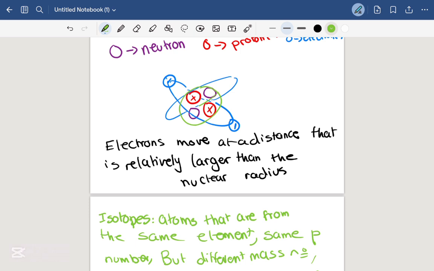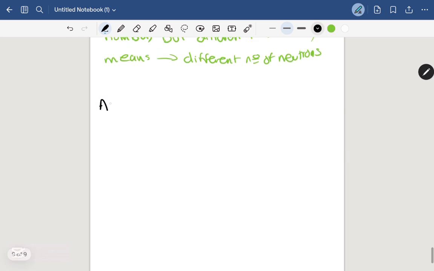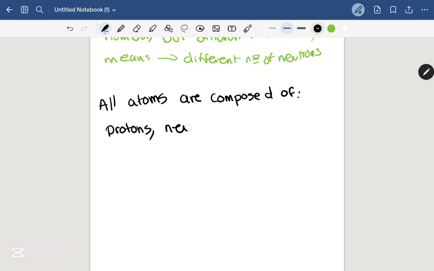Now, since we were discussing isotopes, we also have to discuss something else. What is the difference between one atom and another? So all atoms are composed of the same thing. You have to know, very important, is that all atoms are composed of the same 3 key elements, which are the protons, the neutrons, and the electrons. Okay, however, they have differing chemical properties.